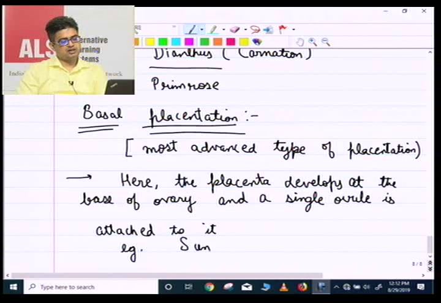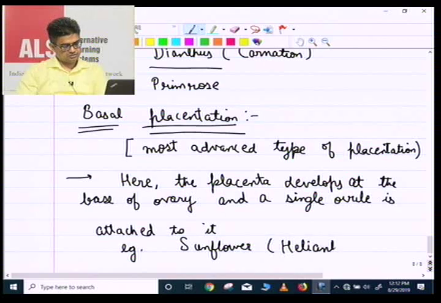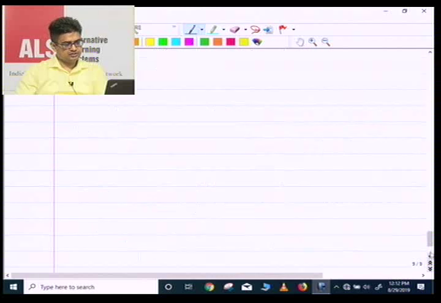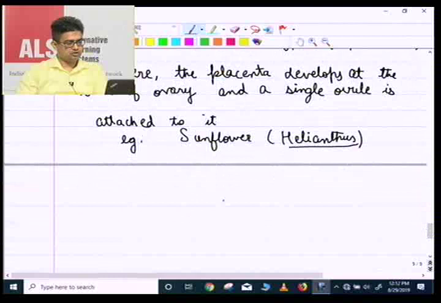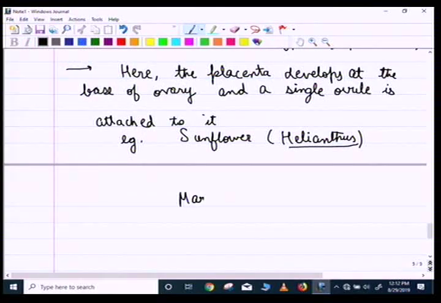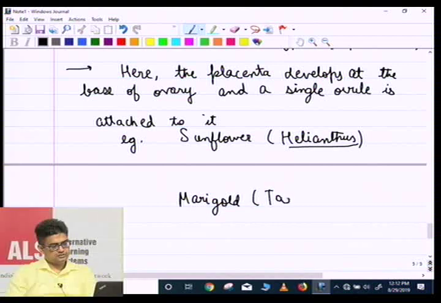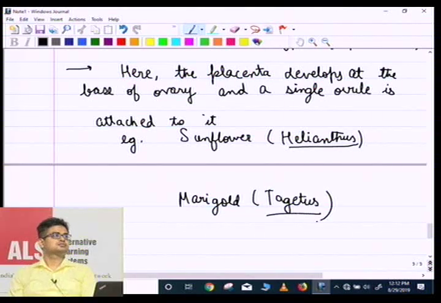Example, sunflower. Sunflower botanical name is Helianthus annuus. Just write Helianthus. Other example of Asteraceae family is Tagetes erecta or marigold. Tagetes. Most common flower.